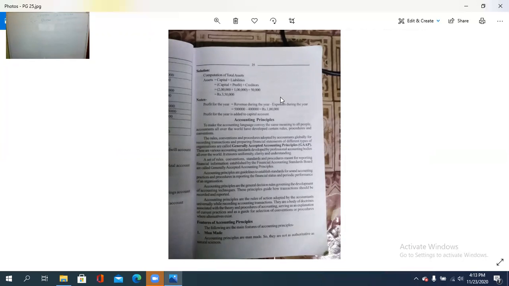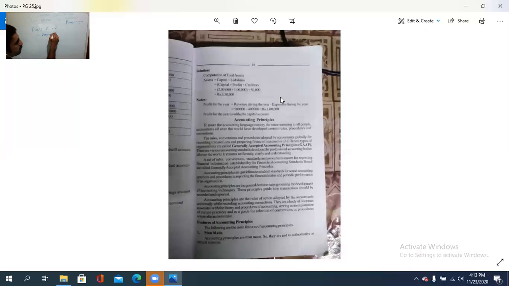Profit is there, isn't it? Revenue minus expenses, so 1 lakh is the profit. 5 lakh minus 4 lakh. Therefore, asset is equal to capital plus liability, isn't it? So what is the capital there? Capital is given as 2 lakh, okay, plus the liability. Liability is how much? The liability is the creditors, 50,000 there.